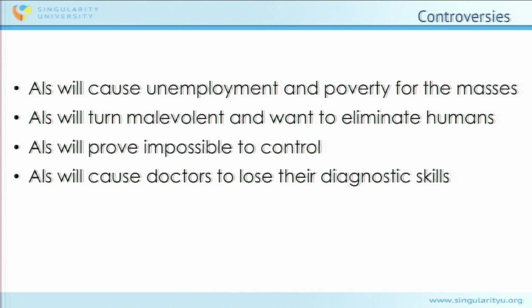AIs will prove impossible to control. No, I don't think that will be true, but we'll have to see. The jury's out on that. Or AIs will cause doctors to lose their diagnostic skills. That may happen with some of their diagnostic skills, but at the same time, their diagnostic skills will be vastly amplified.